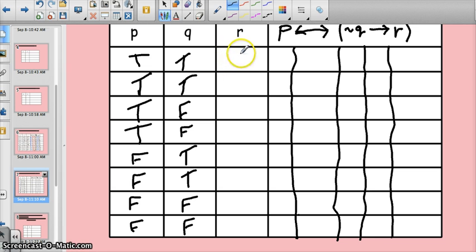Then we load the R's. The R's go 1 true, 1 false the whole way down. True, false. True, false. True, false. And another true and another false.